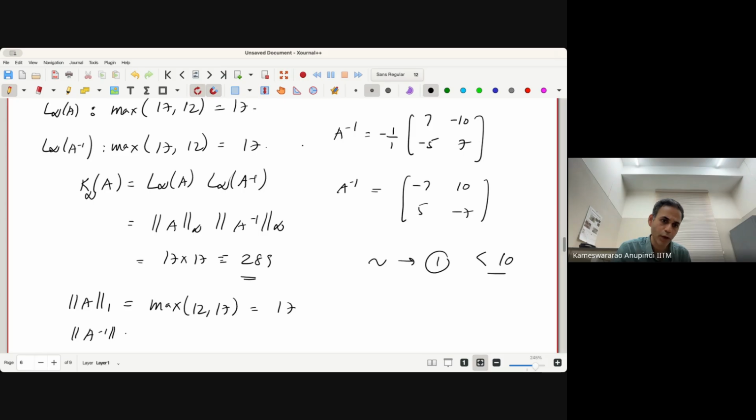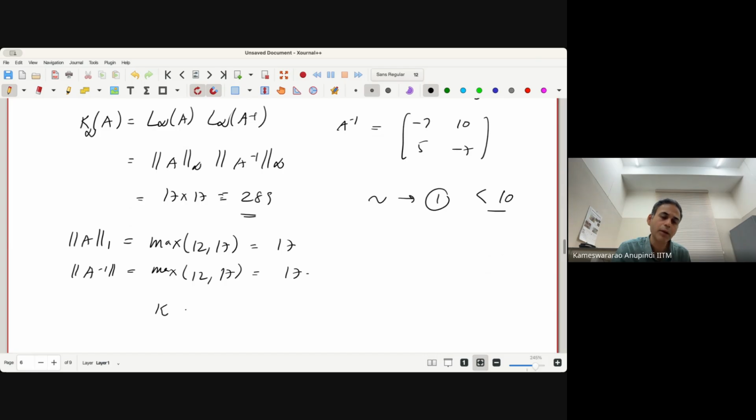Similarly, the one norm of A inverse is going to be the maximum of the sum of the rows. That's going to be the modulus of 7, minus 7 and 5. That's going to be 12, and then 17. This is going to be again 17. So as a result, the condition number in one norm of A is going to be norm of A in 1 times norm of A inverse in 1. That's going to be also 289.